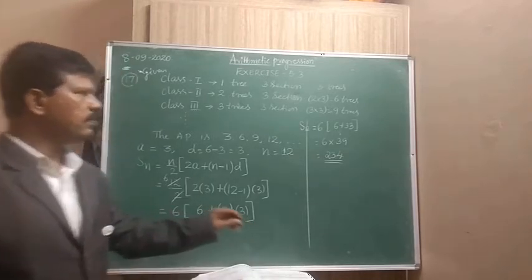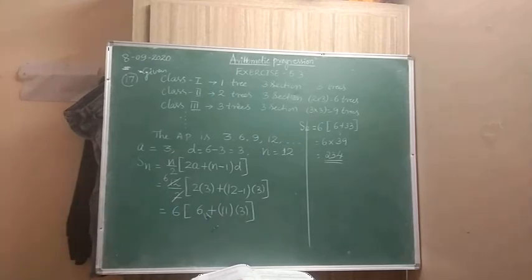Clear? Now look at that once again. What is the number of classes? Number of classes is 12 classes. Each has 3 sections. Therefore, first class 3 sections, so 3 trees. Second class 3 sections into 2 is 6 trees. Like that, it continues. Then AP is 3, 6, 9, 12, etc. Clear this? So this is the 17th question.